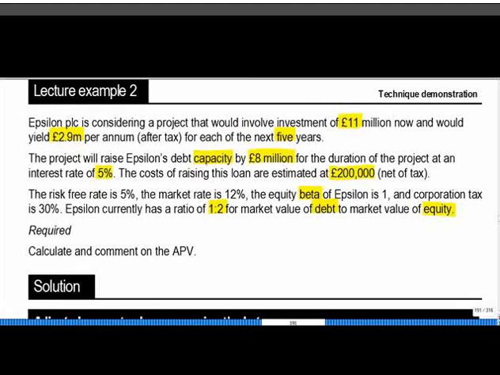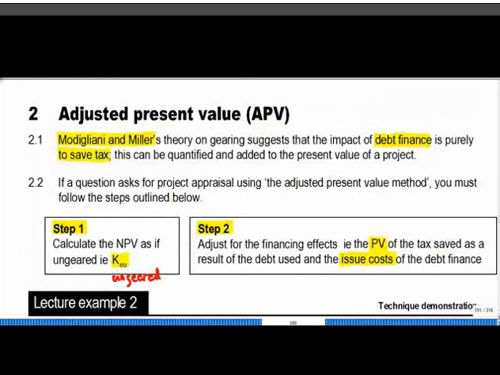The solution is set out with the 2 steps involved in APV. In step 1, we look at the project as if no debt was used. This requires the calculation of a cost of equity ungeared, and that means that we will need an ungeared beta, or an asset beta. In step 2, we'll look at the effect of using debt. But focusing on step 1 for now, you've already seen a formula for ungearing a beta.